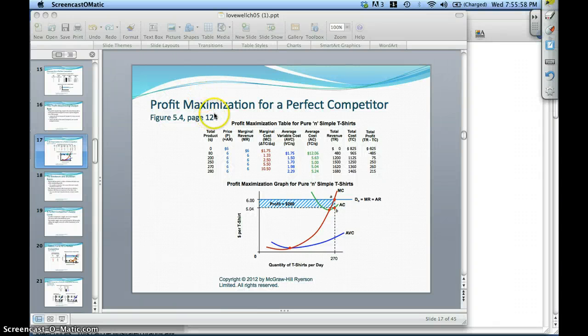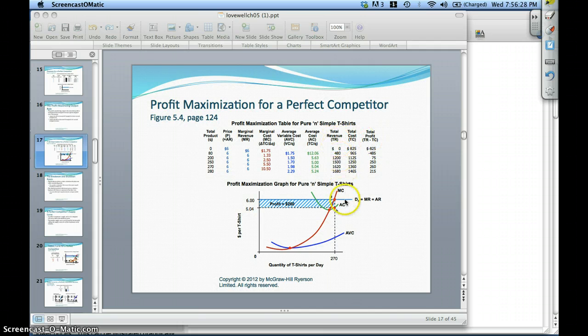So we're looking here at the profit maximization for a perfect competitor. The shaded area is our profit, our $260, and that's the maximum profit that we're going to produce. The way we get total profit, TP, is just total revenue take away total cost.